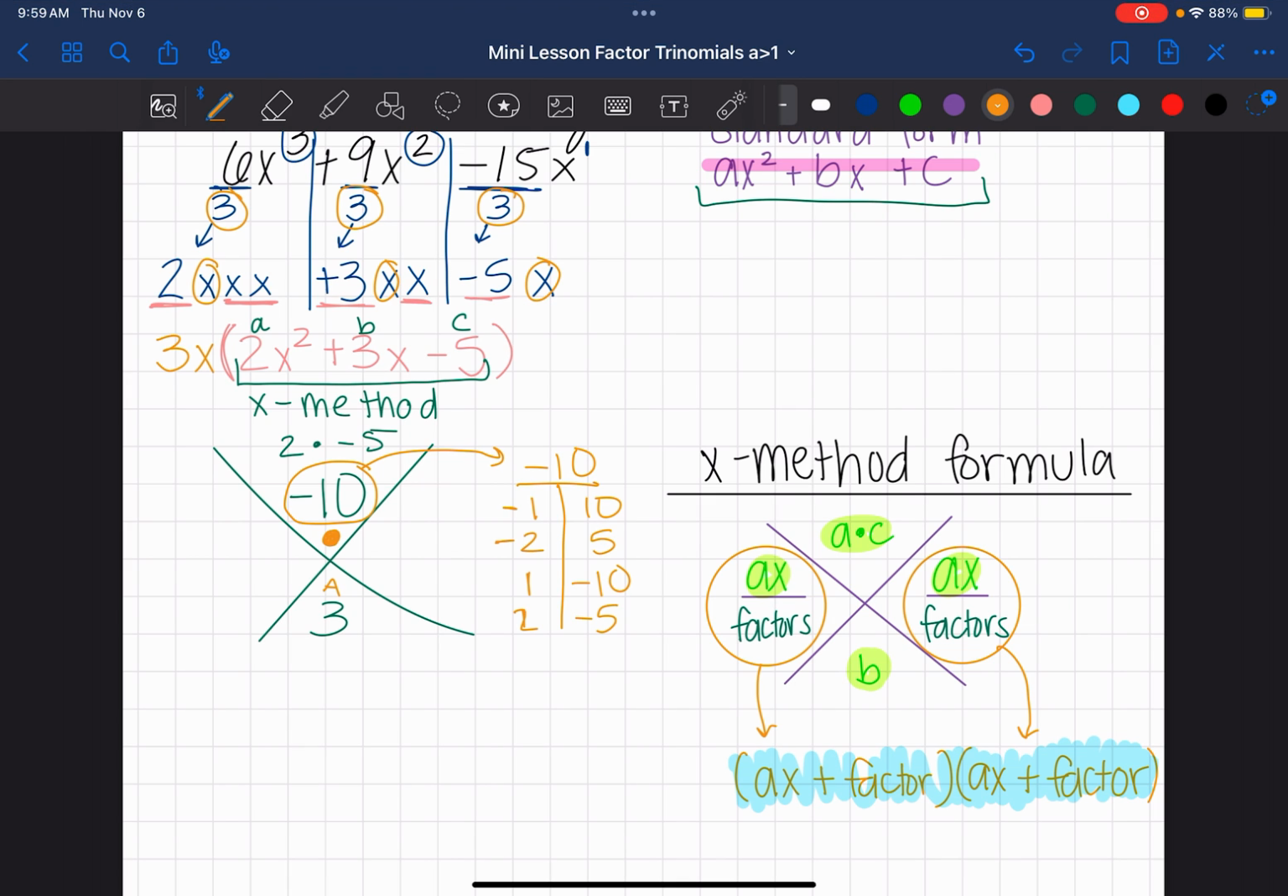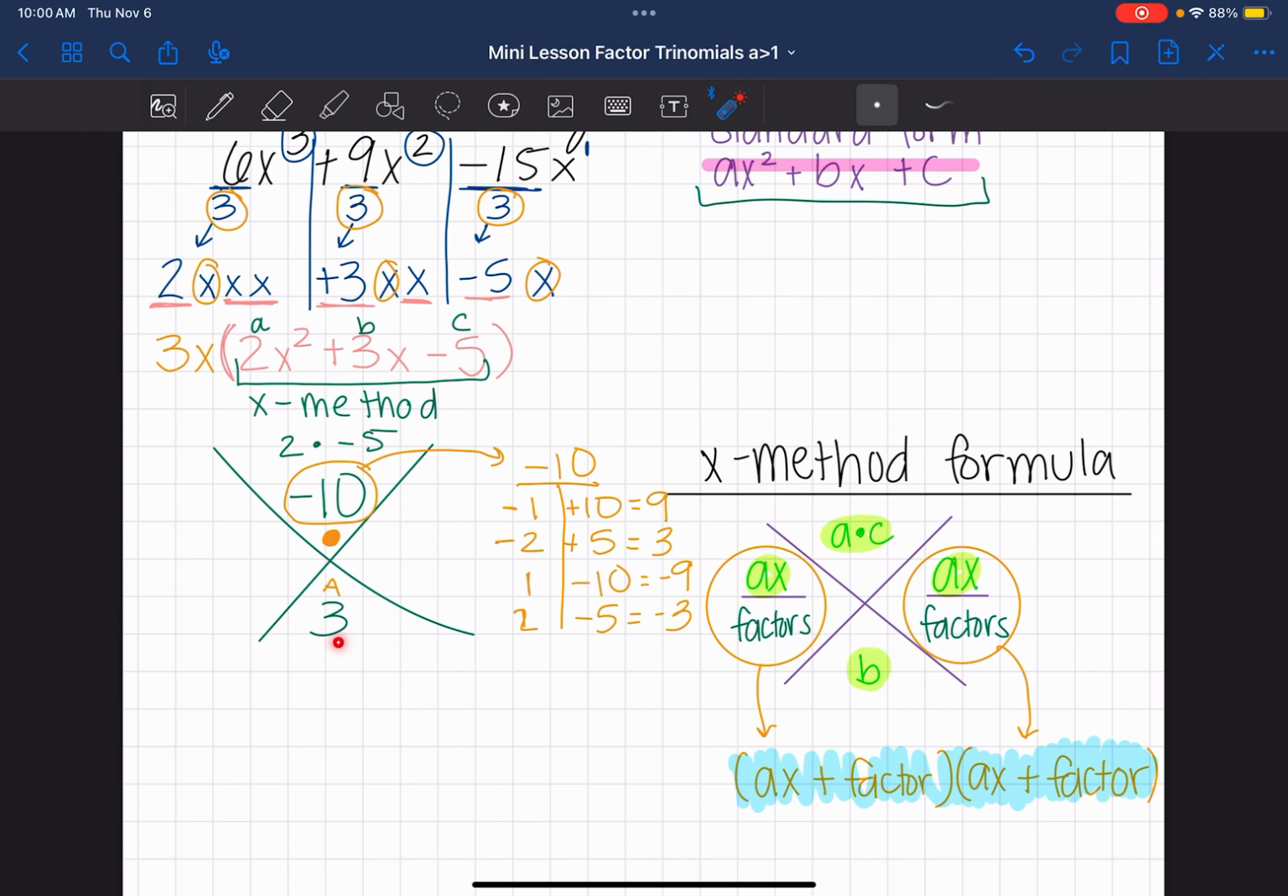Now, our goal after we get all of the factors right now is we need to add to 3. So it has to work for both criteria of multiplying to that negative 10, but also adding to 3. So let's go ahead and combine these factors to see which one will give us a positive 3. Negative 1 plus 10 will give me 9. Negative 2 plus 5 will give me 3. 1 minus 10 will be negative 9. And 2 minus 5 would be negative 3.